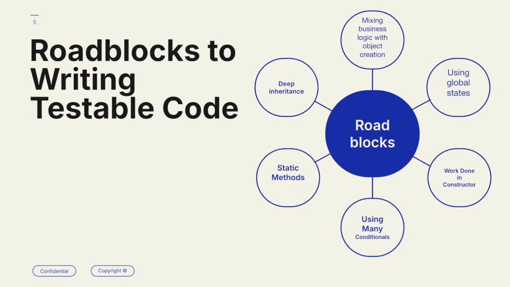So, to recap, here's what makes code hard to test. Mixing object creation with logic, relying on global state, deep inheritance chains, static methods, and overloaded methods with too many responsibilities. Avoiding these pitfalls will make your code cleaner, more modular, and, most importantly, much easier to test.